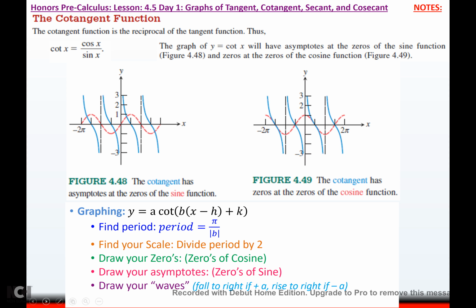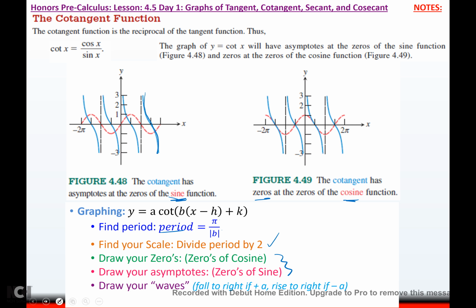Now, the cotangent function, if you notice, falls left to right. It's the opposite of tangent. The cotangent has asymptotes at the zeros of sine and has zeros at the zeros of cosine. So we've kind of got the opposite thing going on. The period's still the same. It's going to be pi over b. Your scale is still the same. Divide by 2. It's just these two are different now, and it's opposite. Your zeros now are going to be zeros of cosine instead of sine, and your asymptotes are going to be the zeros of sine.